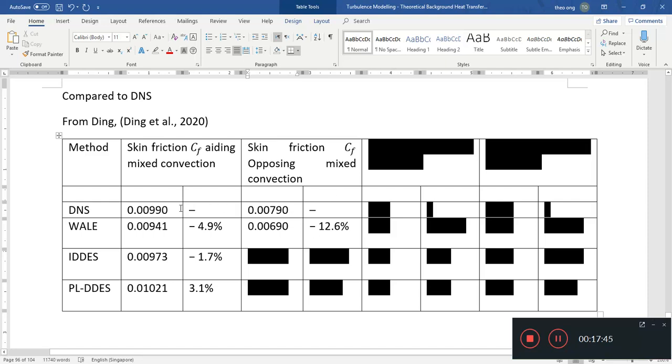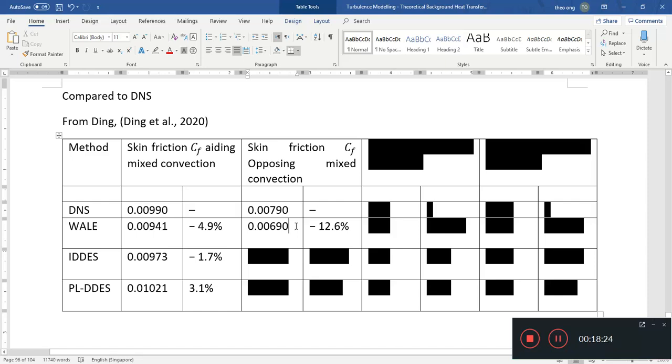You can see that with just this little bit, the skin friction coefficient actually changes a lot if you compare the DNS data. Here, the Whale model tends to underpredict the opposing mixed convection Cf term. However, of course, you have to look at other factors as well, such as the mesh size. Mesh size plays a lot in the accuracy, but I will go on to that later.